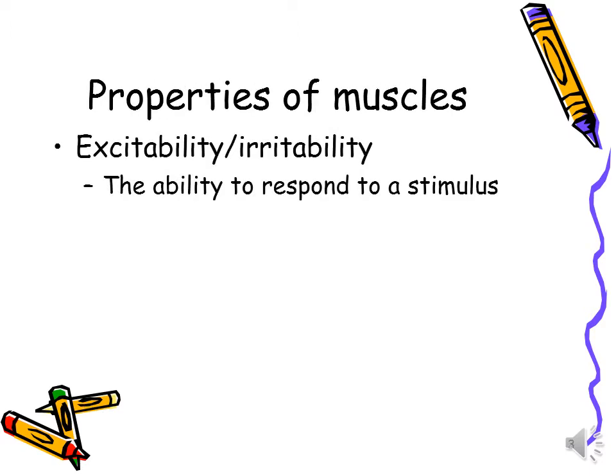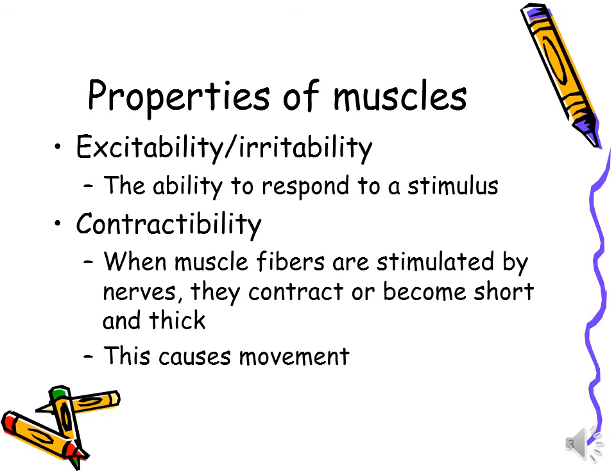Properties of muscles, when we think about them, excitability or irritability, what this means is it's the muscle's ability to respond to a stimulus or a nerve impulse. Whereas contractibility, this is when the muscle gets stimulated, it is going to contract or become short and thick, and this is actually what causes movement.